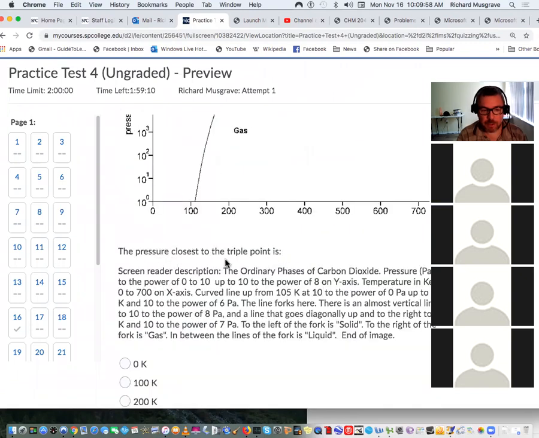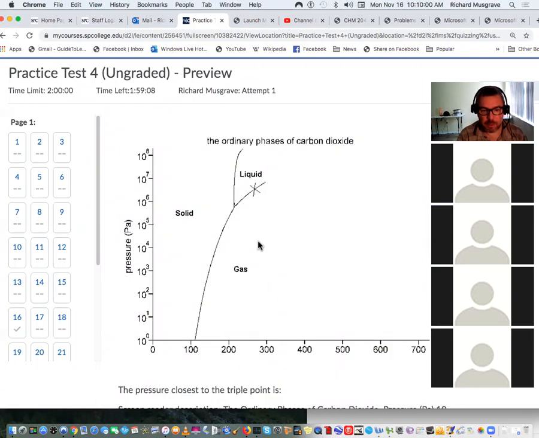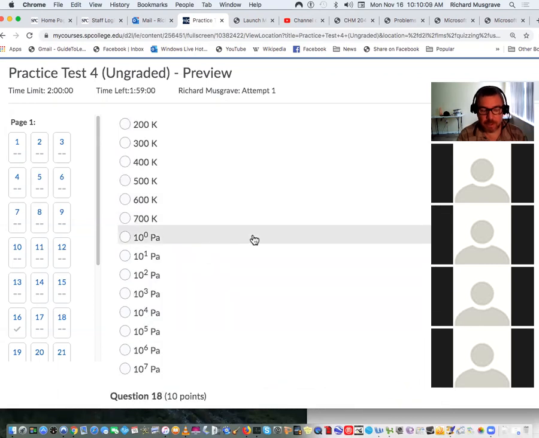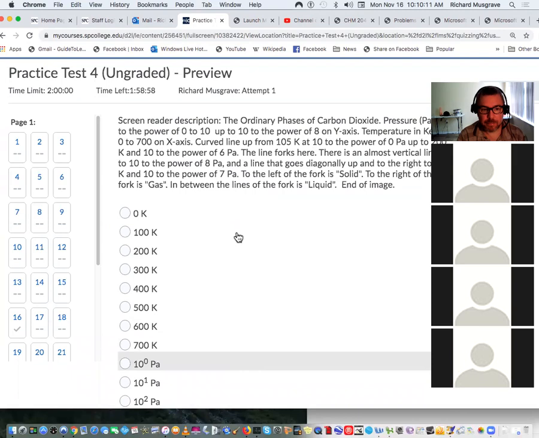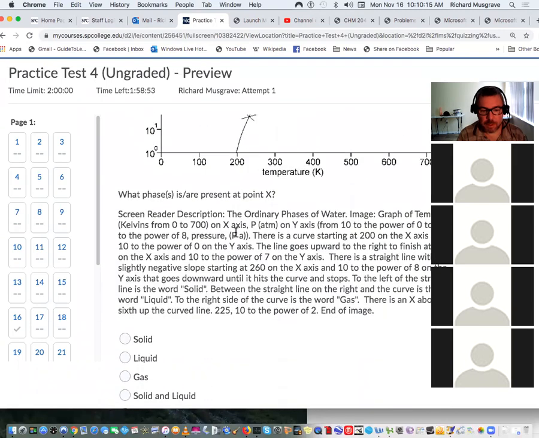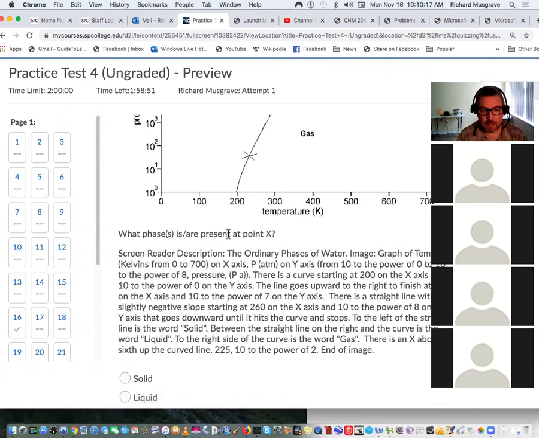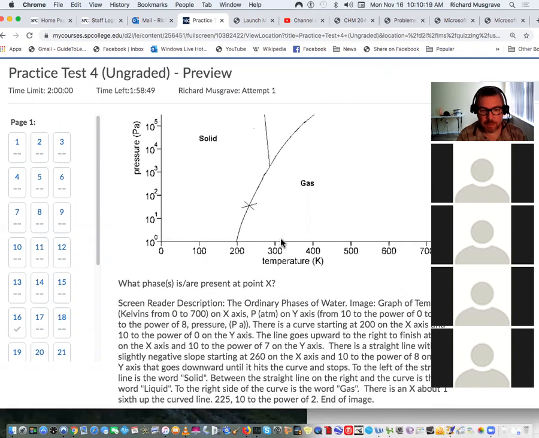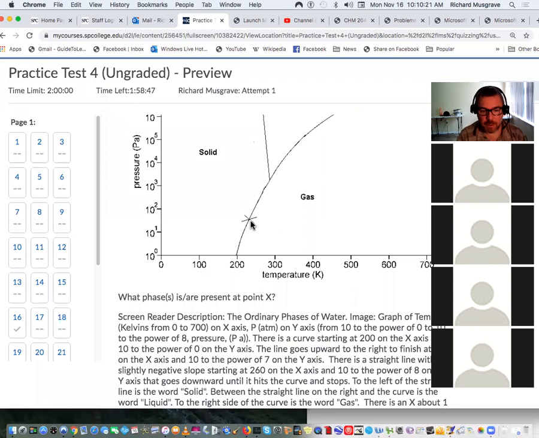The pressure closest to the triple point. So you look for the triple point. Triple point is here where I've got the cursor. The pressure closest to that would be 10 to the 6th pascals. Any questions? So for this one here, we're looking at what phases are present at point X. So you find point X here. The phases present would be solid and gas. Is anybody having any difficulty with this so far?